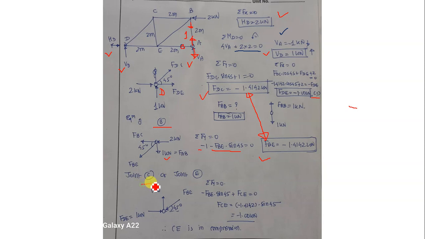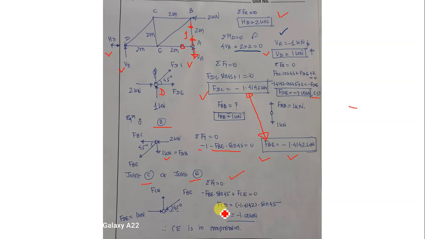Okay. Joint C or joint E. We can consider equilibrium of joint C or joint E. Now if you consider this equilibrium, summation Fy is equal to 0, see, minus FBE into sine of 45. FBE is compressive in nature, so compressive. FBE into sine of 45 plus FCE is equal to 0.